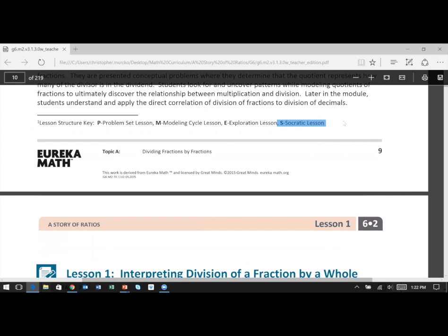the Socratic lesson centers around student discussion of a difficult concept. The exploration lesson centers around partners or small groups doing activities to achieve a common goal. And the modeling lesson, of which there are only a handful in middle school, involves students applying the math they learn in the classroom to the real world. You'll get more into the lesson types as you learn more about Eureka Math.